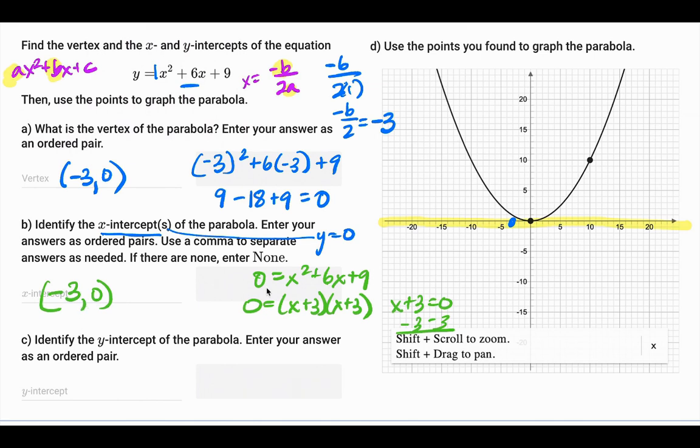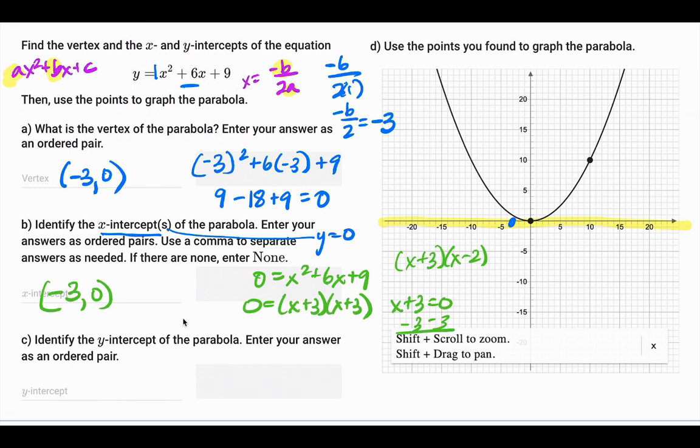Now if this were something like x plus 3, x minus 2, you would set each of those equal to 0 and you would have two x-intercepts. So it would be negative 3 and x minus 2 equals 0, and add 2 to both sides, you get x equals a positive 2. So just be careful of that, because that's how we find the x-intercept. In this case, there's just one x-intercept.